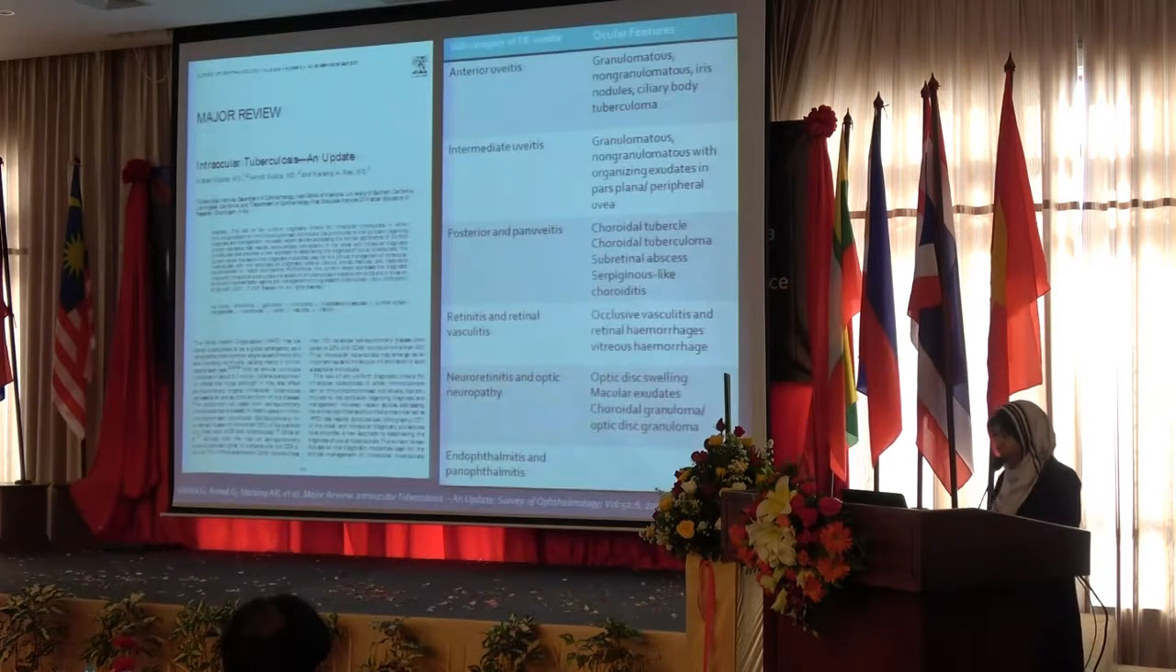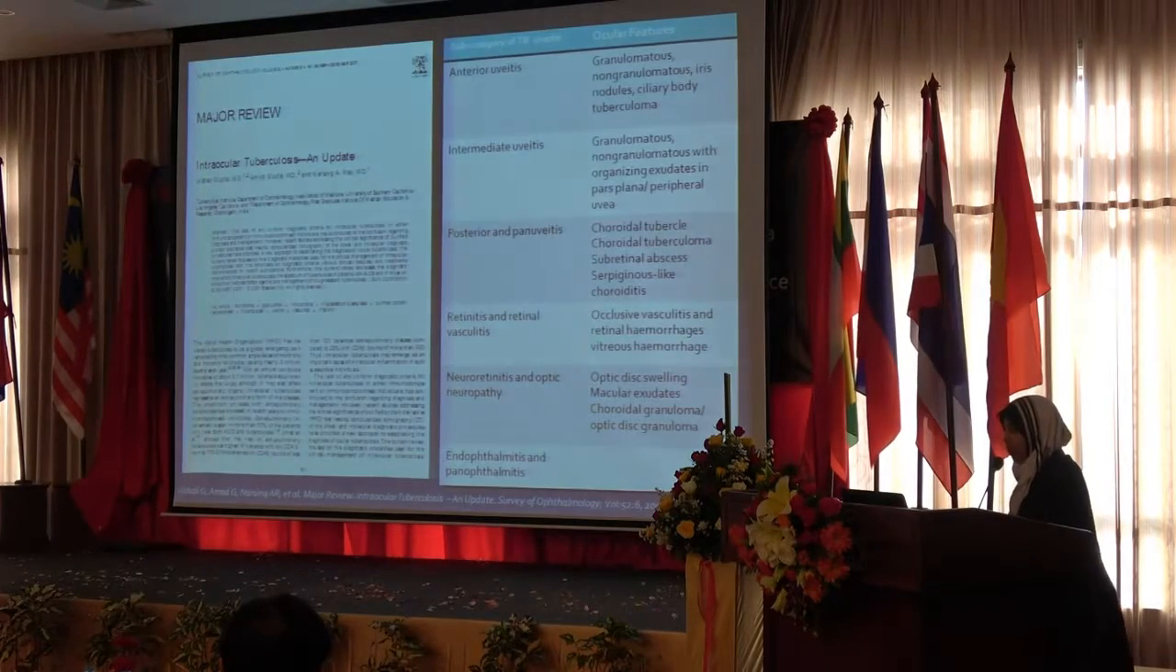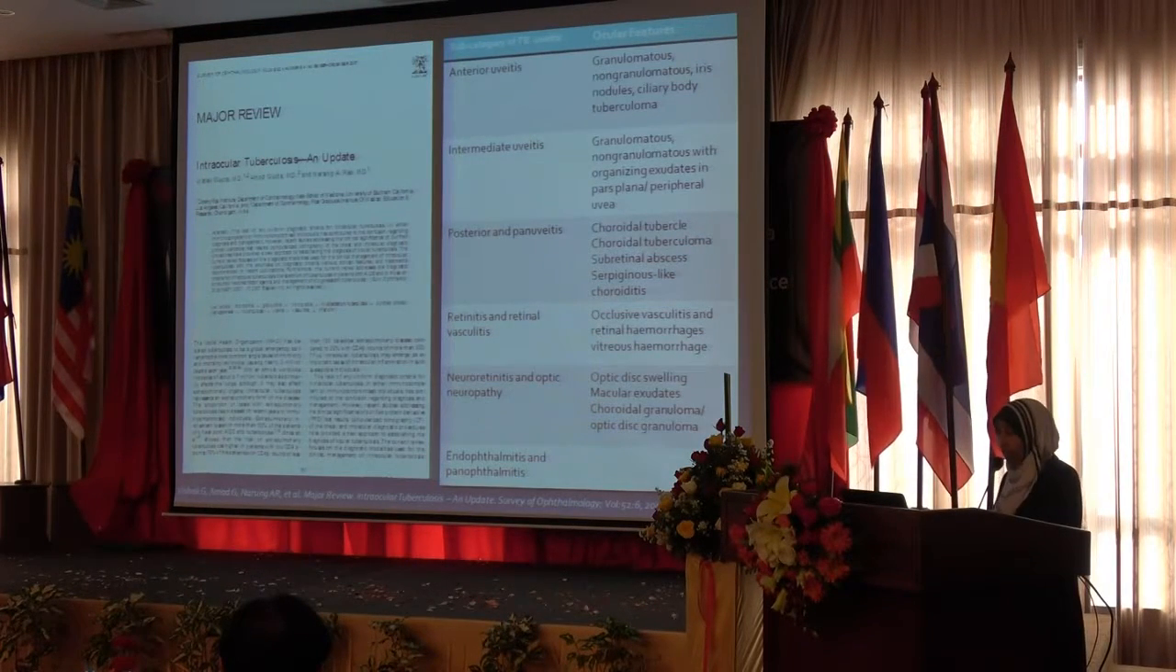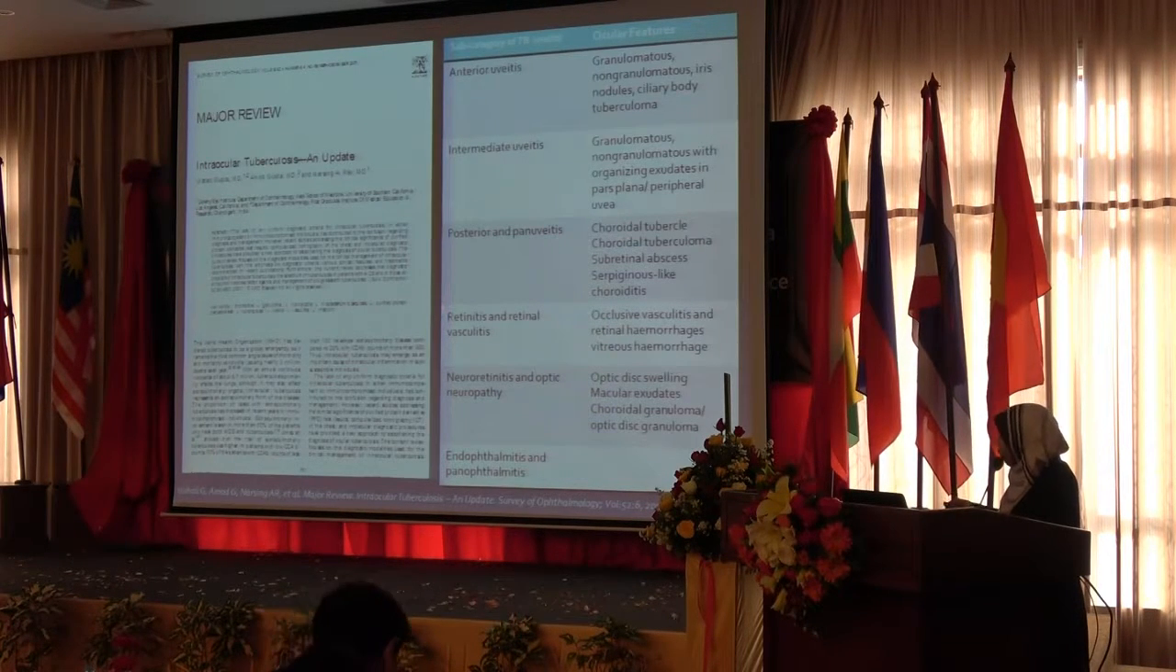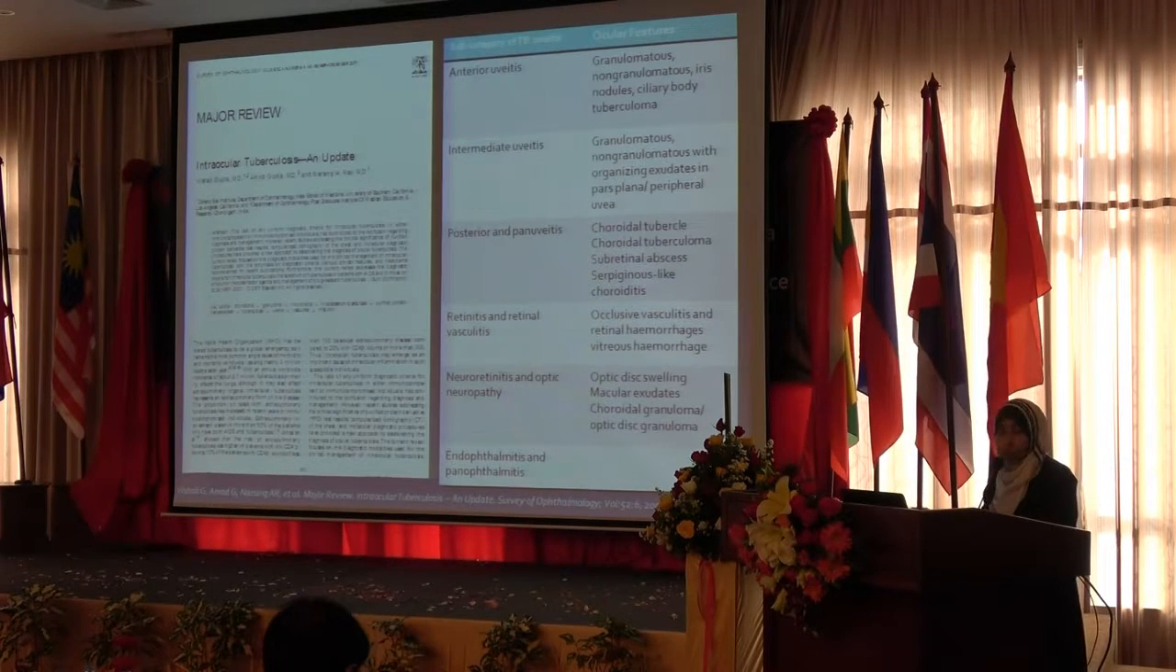So in a recent major review by Professor Narsingh Rao and his colleagues, they tried to subcategorize the patterns of uveitis that TB can present with. We can see here there are 6 different ways TB can present intraocularly: anterior uveitis, intermediate, posterior and panuveitis, retinitis, vasculitis, neuroretinitis, and a very severe form, endophthalmitis.